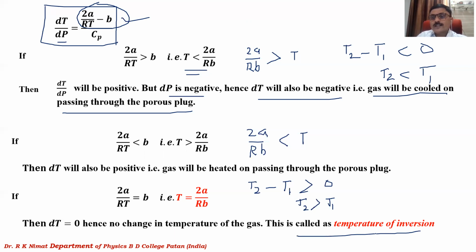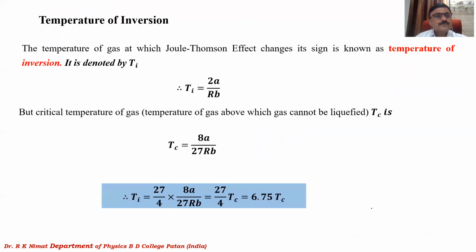Means there is a particular temperature. If you have a temperature above that particular temperature, then you will observe the heating effect. If it is less than that particular temperature, you will observe the cooling. So like that, this quantity 2a divided by RB is very important. It is called the temperature of inversion. Now we can define the temperature of inversion as Ti. We can denote it by Ti, and Ti is nothing but 2a divided by RB.